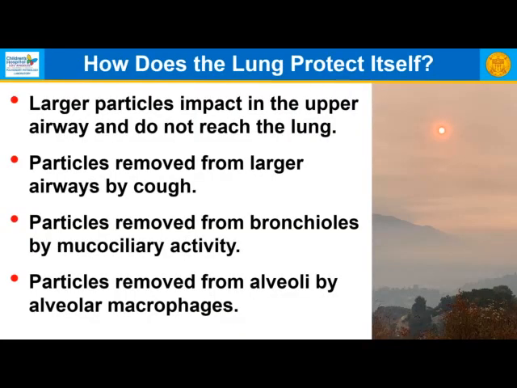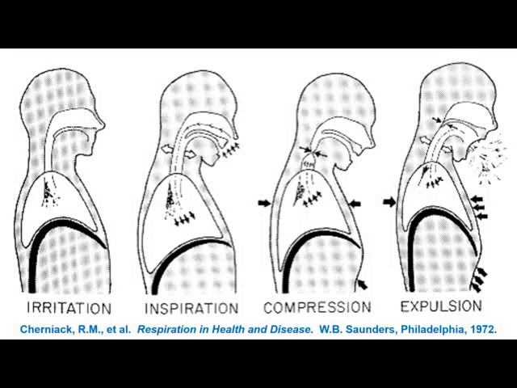Larger particles impact the upper airway and do not reach the lung. Particles are removed from large airways by cough. Particles are removed from bronchioles by mucociliary activity, and particles are removed from alveoli by alveolar macrophages. So let's explore some of these.